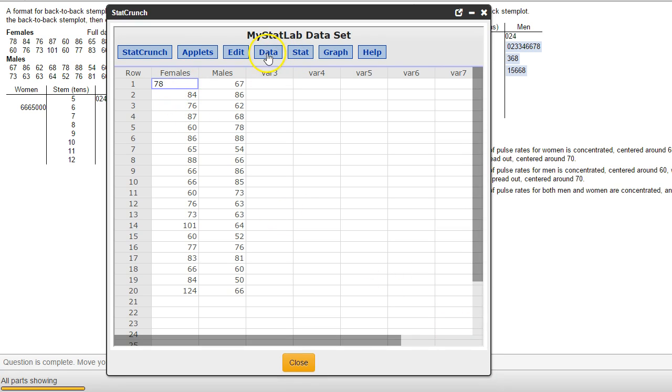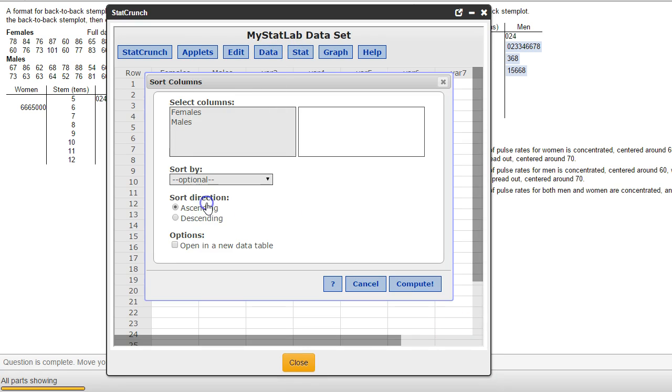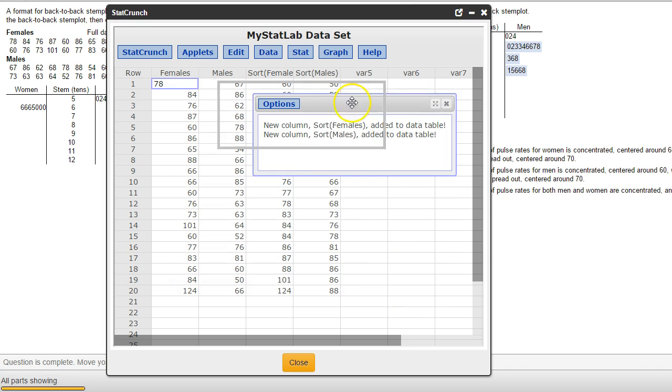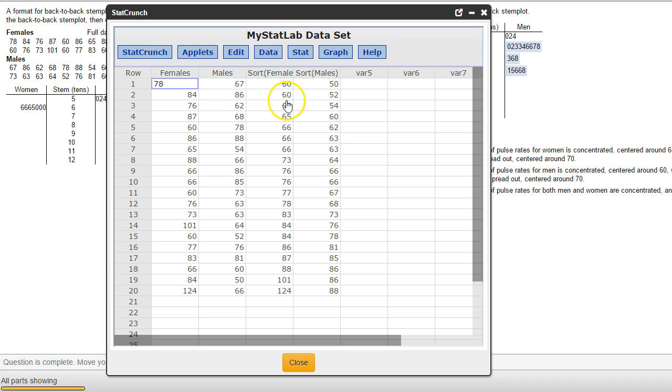So data, sort both. And then sort ascending. So compute. Alright, and then here's our new sorted data sets. Okay, so from smallest to largest.